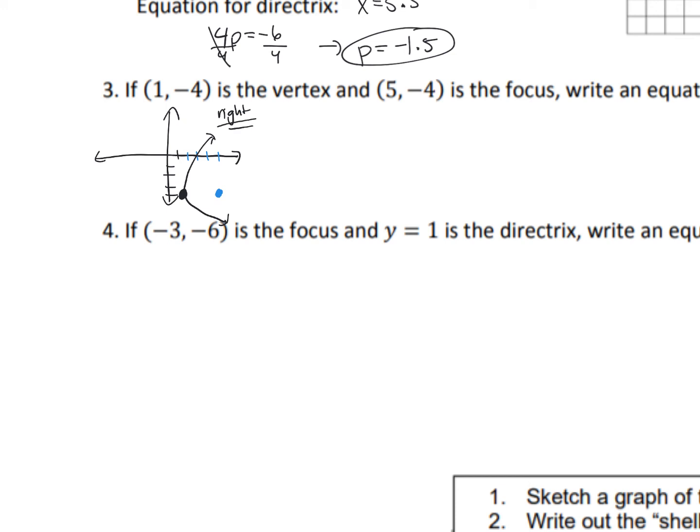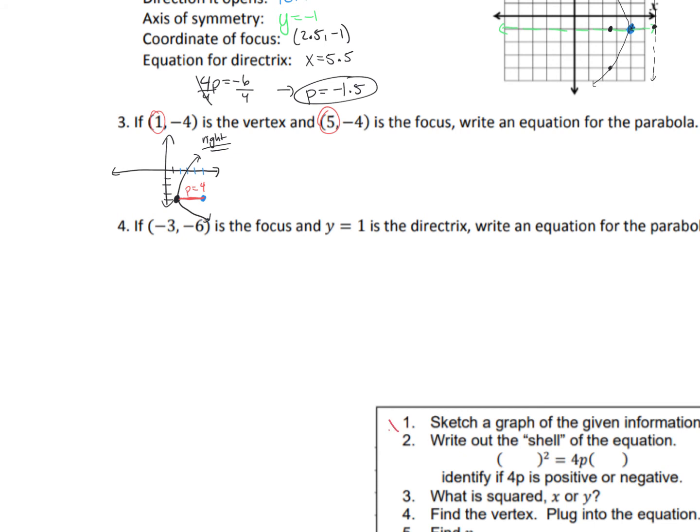It also gives me this distance here from the focus to the vertex. That's our p-value. So that's another piece of information I get just from the drawing. And that p-value there, well, from 1 to 5, I'm just looking at those x values, our p-value is 4. So just by drawing a picture, that's our first step. That right there is giving me a ton of information about what this equation is going to look like.